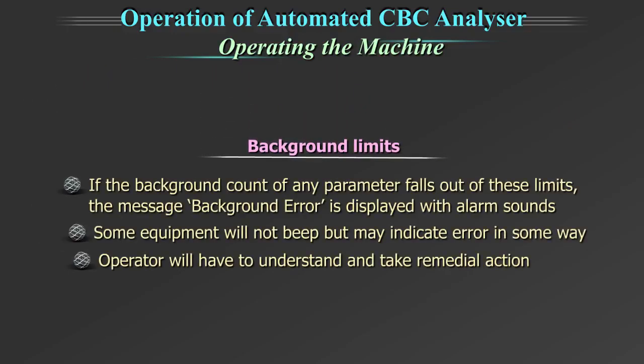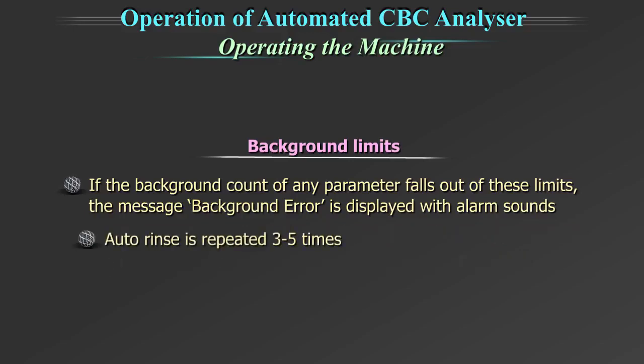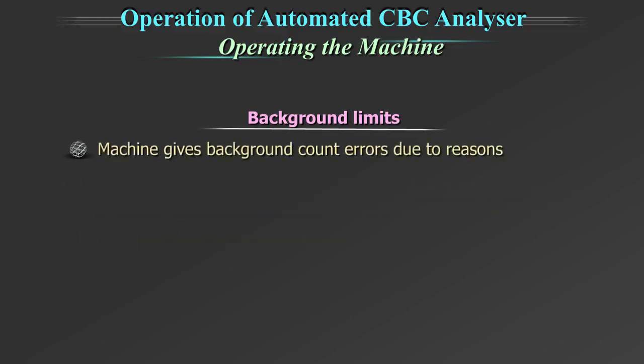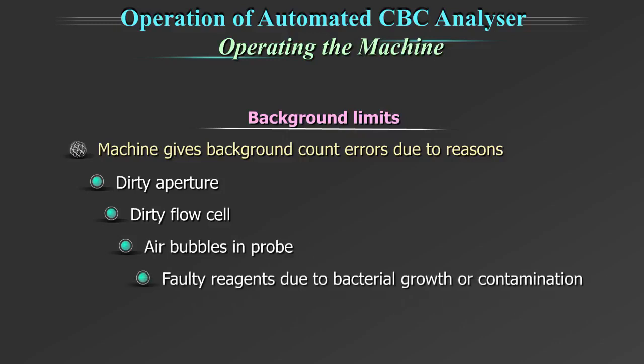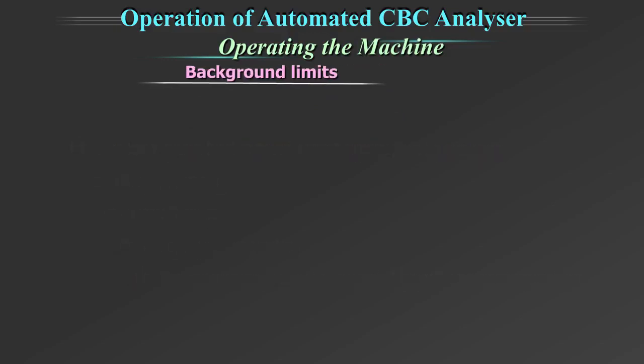If the background count of any parameter falls out of these limits, the message background error is displayed with an alarm sound. Auto rinse then should be repeated 3 to 5 times. Machine may give background count errors due to reasons like dirty aperture, dirty flow cells, air bubbles in the probe, or faulty reagents due to bacterial growth or contamination.